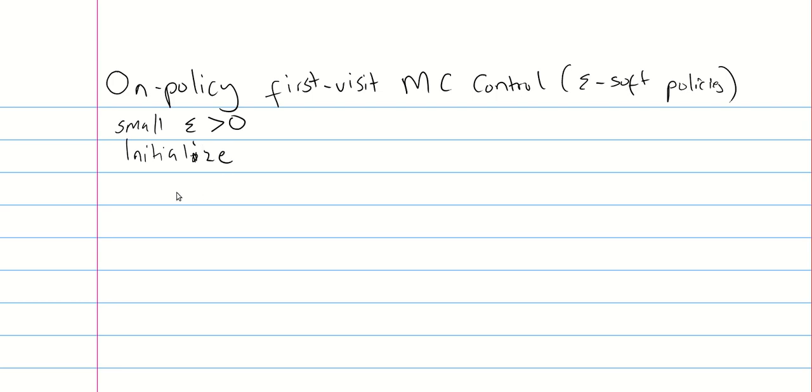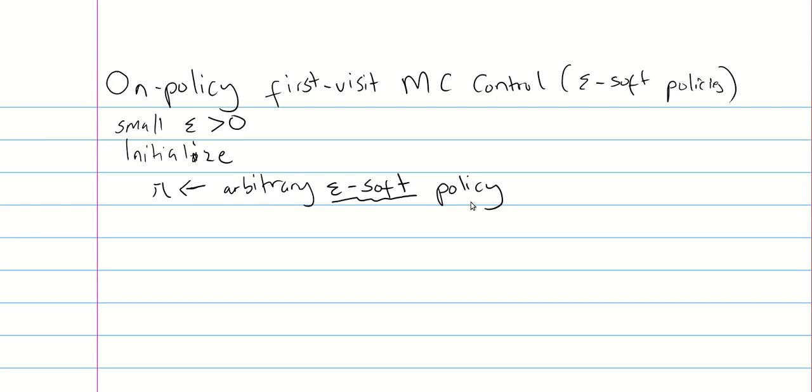Initialize. So we're going to start by initializing pi. What is pi? Pi is an arbitrary epsilon soft policy. This is the keyword: epsilon soft policy. That's what pi is. So pi has to be an epsilon soft policy in this case.